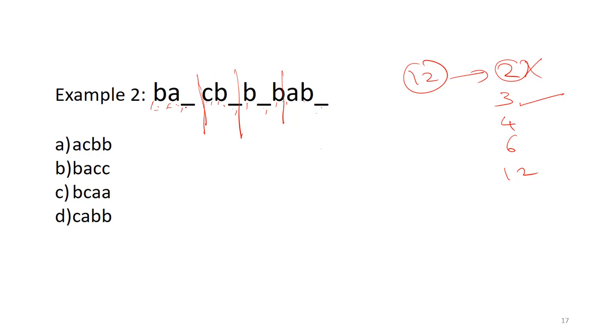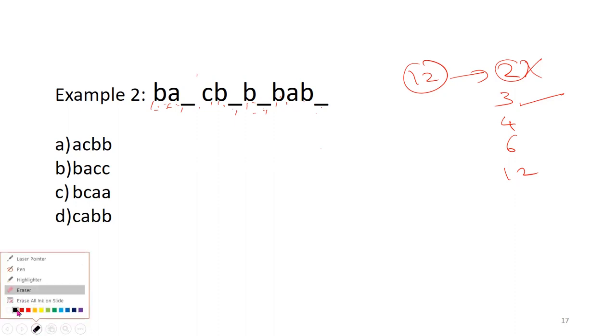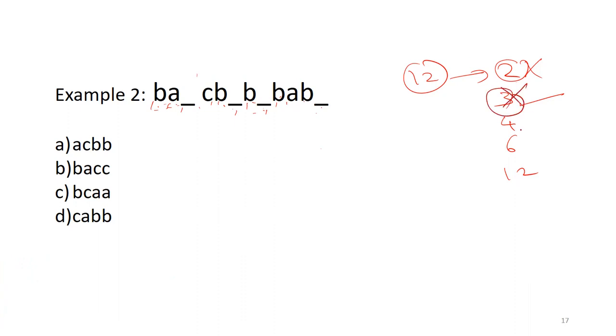If you see this, BA dash, CB dash, B dash B. So 2 B's have come. So this grouping of 3 each is not possible for me. Okay. Now, when 3 is not working, it's time to go for another one. Go for 4 each. So 1, 2, 3, 4, 1, 2, 3, 4, 1, 2, 3, 4.